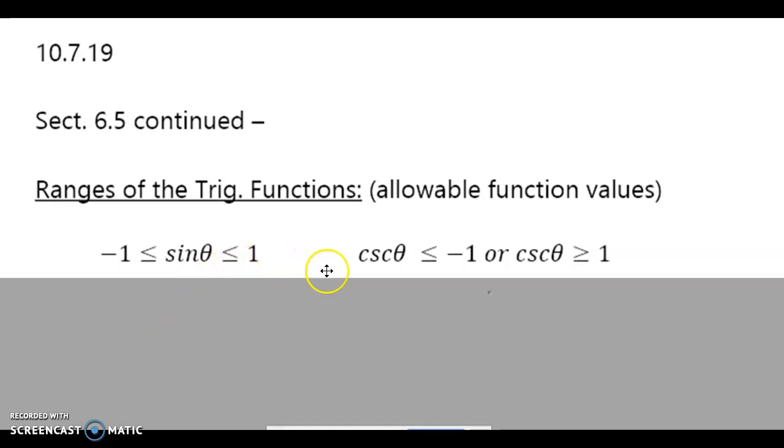In terms of its reciprocal function, cosecant, cosecant is going to be less than or equal to -1 or greater than or equal to 1. So where sine has to be in between -1 and 1, cosecant goes outside those ranges. It's less than or equal to -1, or greater than or equal to 1.